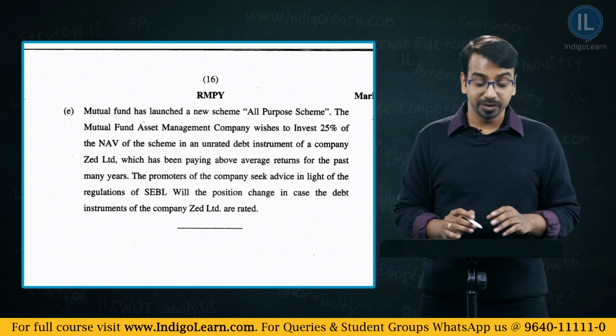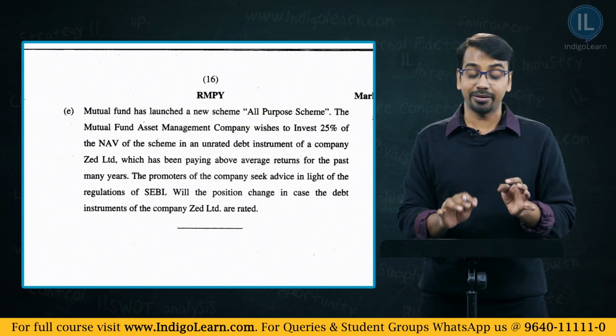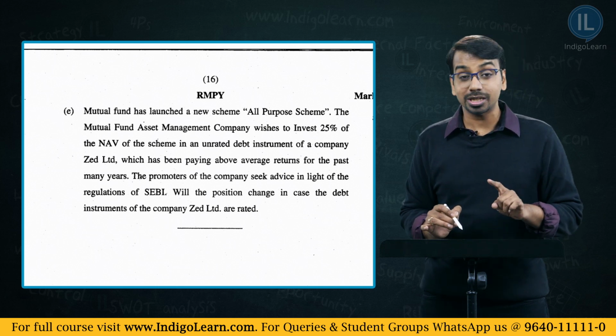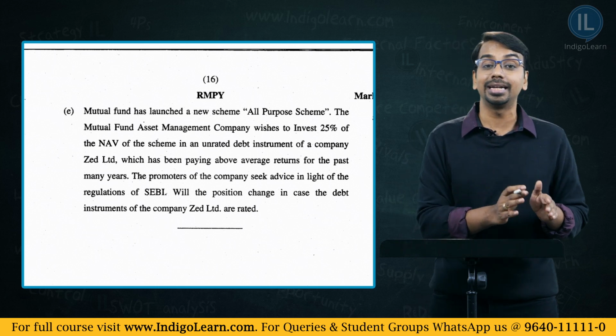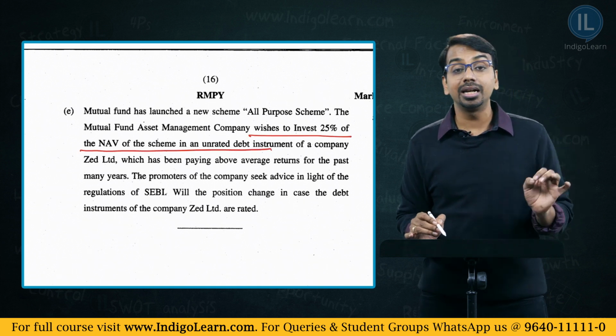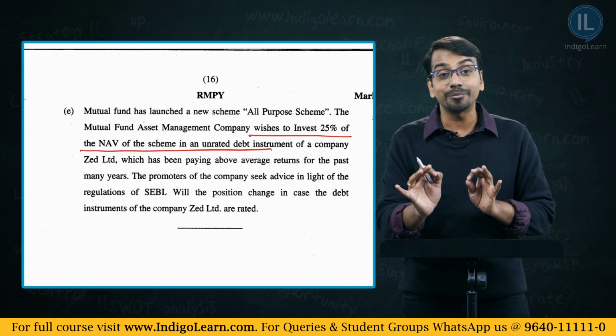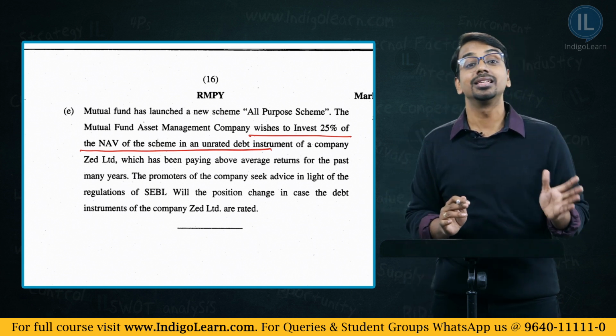Looking at the last question, this was again on mutual fund. So 2 questions from mutual fund in the same question. So question number 7 has 2 mutual fund questions. Now this was again an application of SEBI guidelines. Now the question says, this mutual fund asset management company wishes to invest 25% in an unrated debt instrument. Stop there. The moment you say this 25% and unrated, you will feel that this is within the limit.